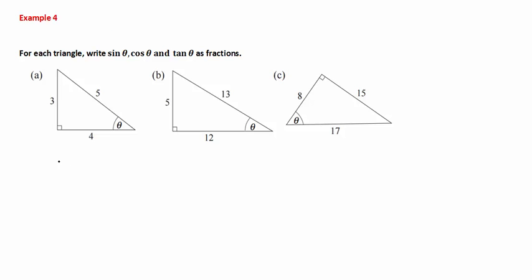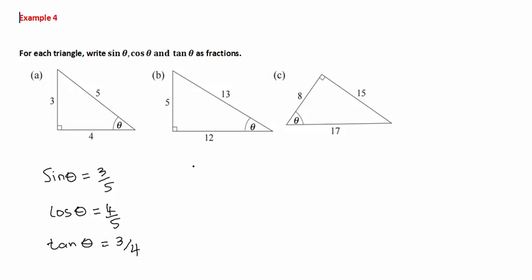In this example, we want to label each triangle with sine, cos and tan as fractions. So looking at the first diagram, we have sine theta, and we know sine is opposite on hypotenuse, so 3 on 5. Cos theta is CAH, adjacent on hypotenuse, 4 on 5. Tan theta is opposite on adjacent, okay, 3 on 4.